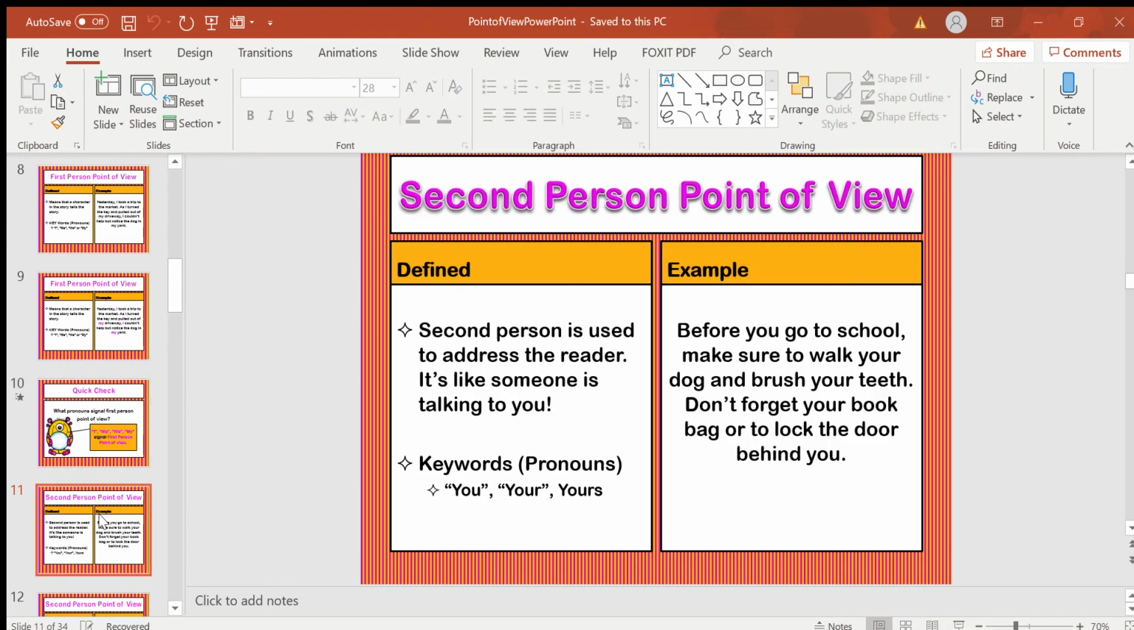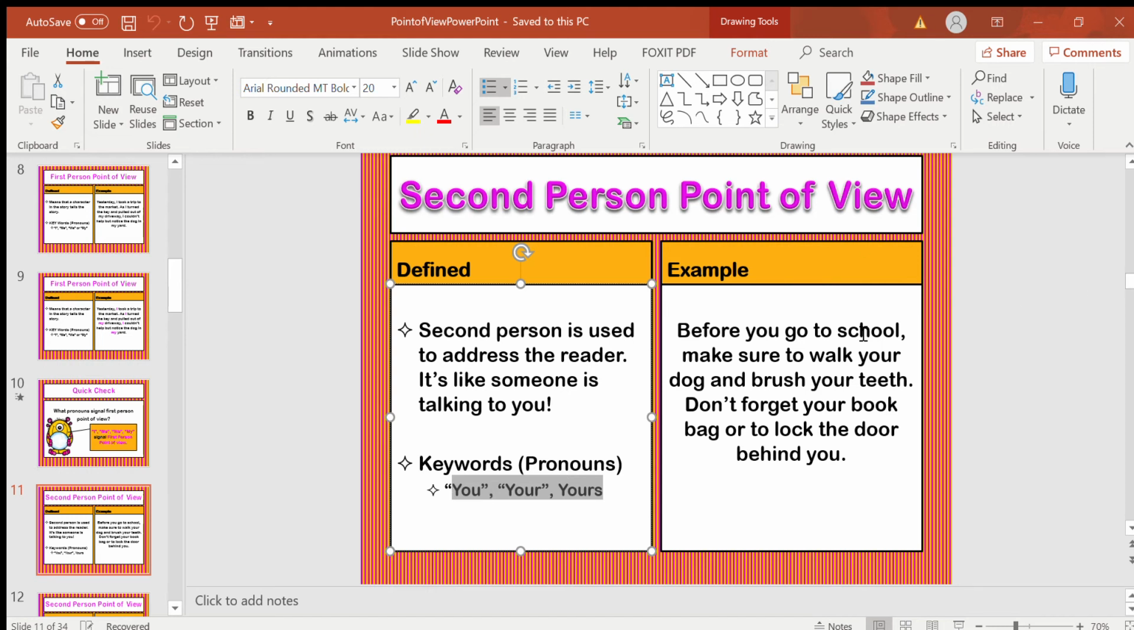Okay, diving into second person. So this over here, it says defined as second person is used to address the reader. It's like someone is talking to you. So these keywords or pronouns that we want to look for are you, your, and yours. So whenever you see these keywords, you can tell yourself that it's in the second person point of view.